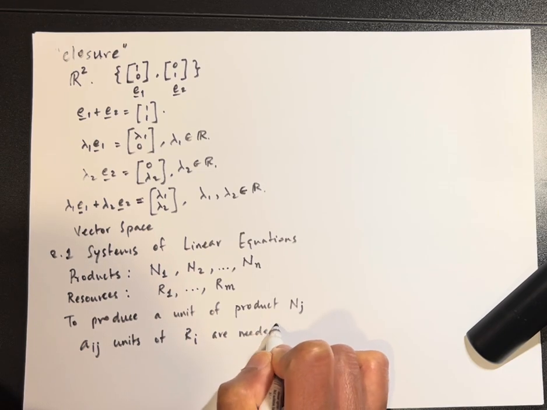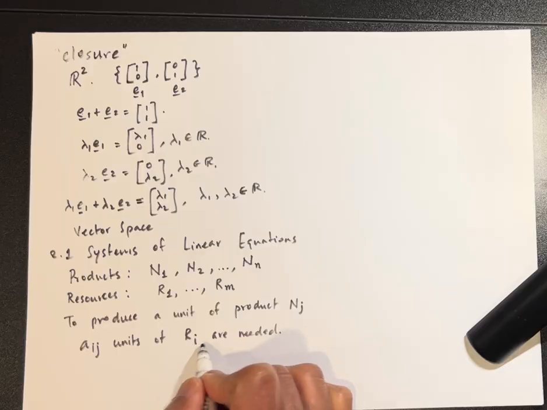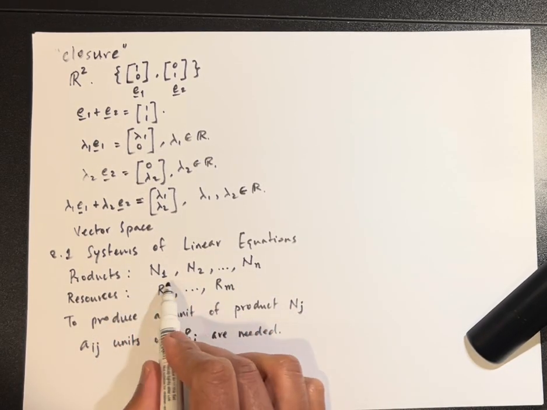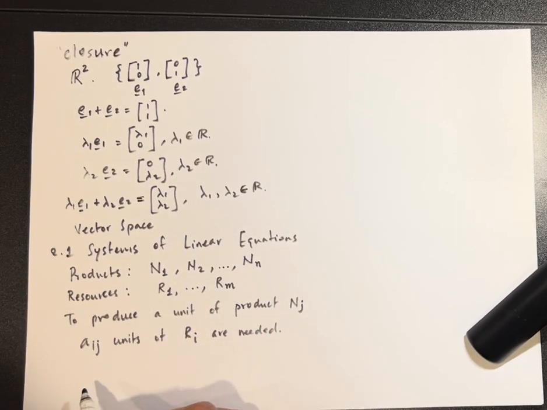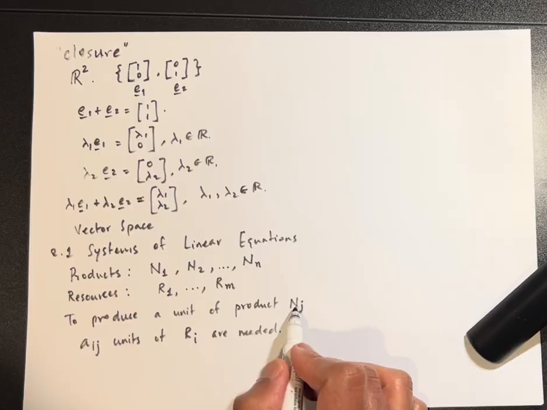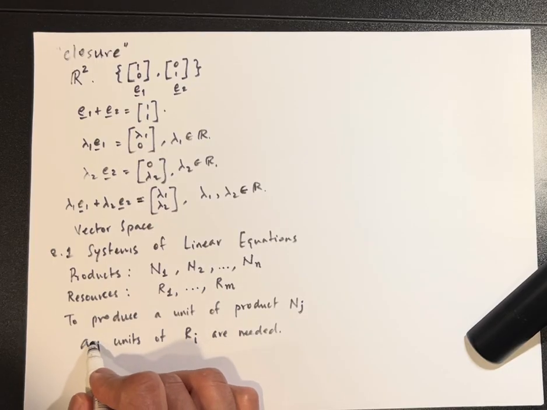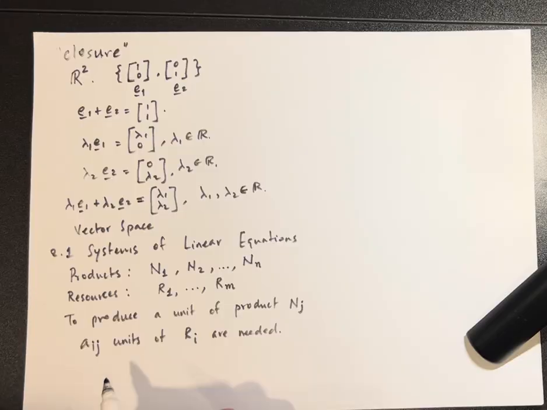So what does this mean? These are indices. Let's say there are 3 products and 2 resources. And then for one of the products, how many units of each resource is required. That's what this is in a little bit generalized symbolic notation.